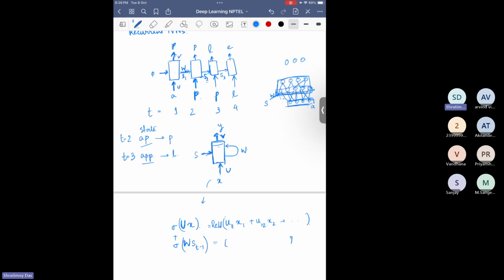So, is the concept of the state vector clear? Yes. Okay.